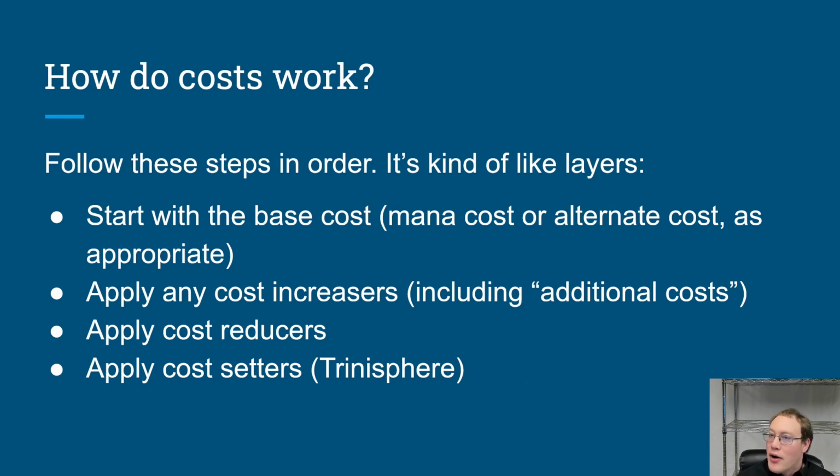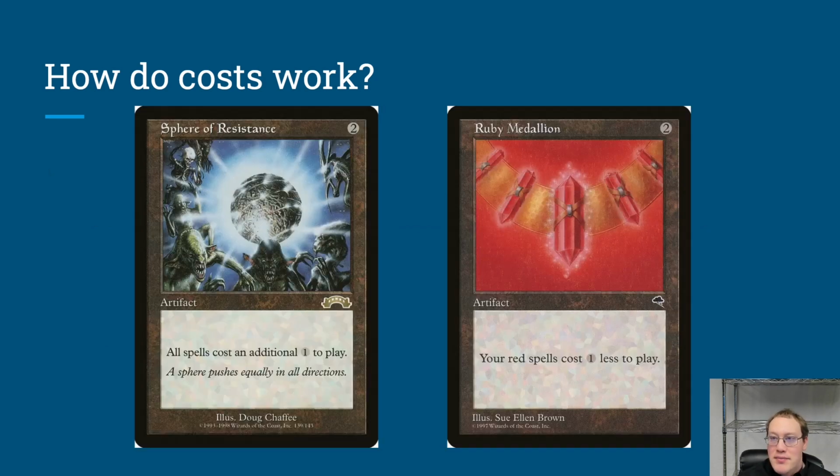So let's get to some concrete examples because I think that's really going to help make this make a lot more sense. This is my first one. We're going to say that we're casting a Lightning Bolt, and of course Lightning Bolt normally costs one red mana to play, right? So we've got Sphere of Resistance in play and we've got Ruby Medallion in play, and based on what we saw on that last slide, we're going to apply the cost increasing from Sphere of Resistance first, and then after that we're going to apply the cost reducing from Ruby Medallion.